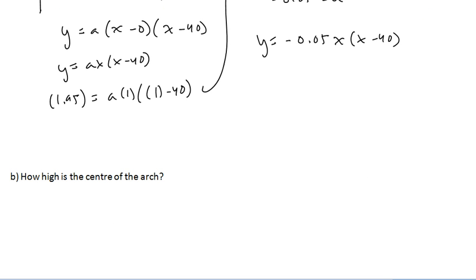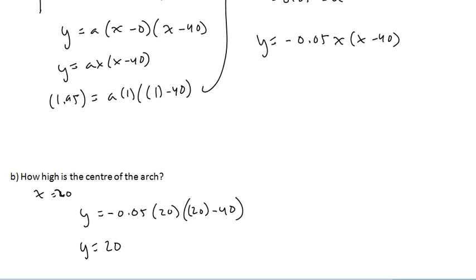B wants to know how high the center of the arch is. The center of the arch is going to be at x equals 20, because we know our vertex is going to be on the axis of symmetry, which means it's going to be halfway between the two x-intercepts. So I'm just going to take my equation and throw in 20. And I'm going to end up with y equals 20. So the center of the arch is 20 meters high.